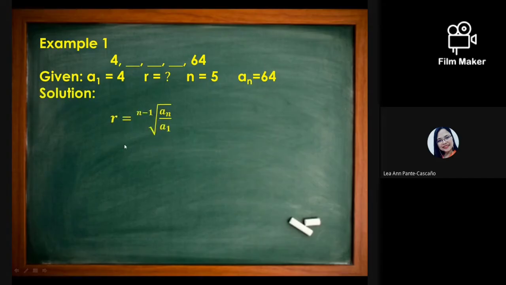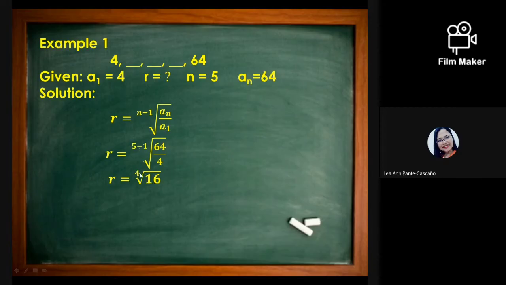So the formula that we're going to use is the formula for common ratio. Ang formula po sa common ratio is r equal to n minus 1 root of the last term divided by the first term. N is 5 minus 1. Root of 64 is the last term. The first term is 4. So 64 divided by 4. Simplify, yung 64 divided by 4 is 16.